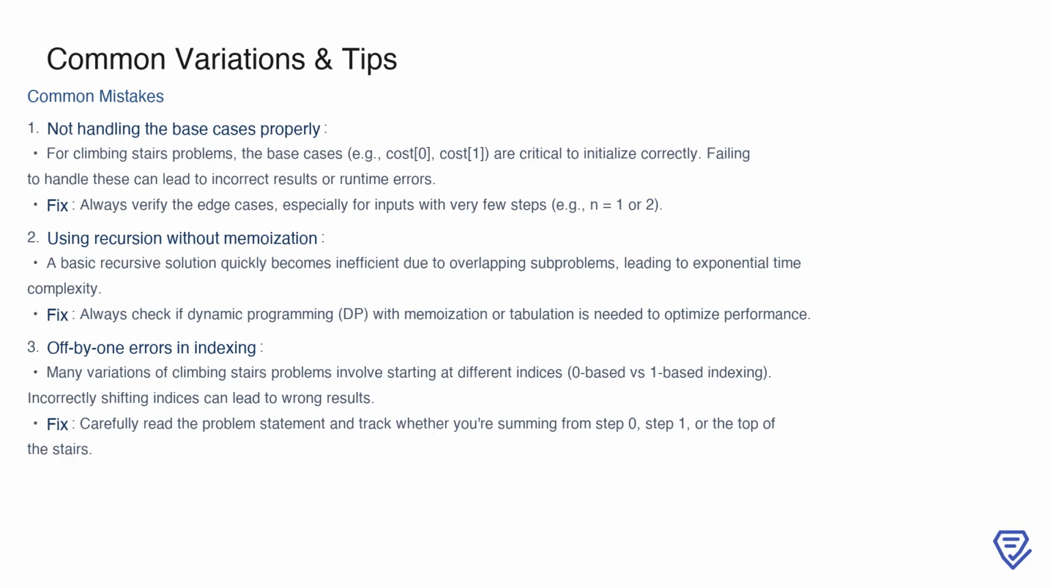Finally, off-by-one errors in indexing are a common pitfall. Sometimes, the problem might use 0-based indexing, other times 1-based, or even require you to start counting costs from specific indices. Carefully read the problem statement to avoid these errors and ensure your implementation aligns with the requirements.